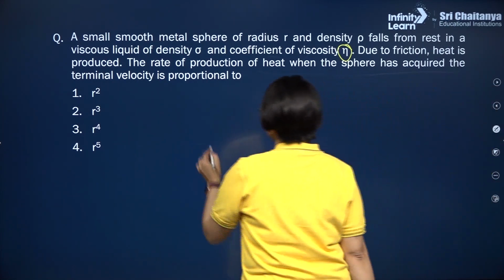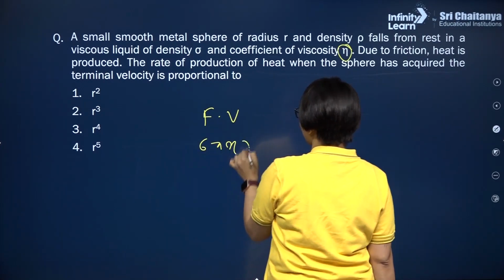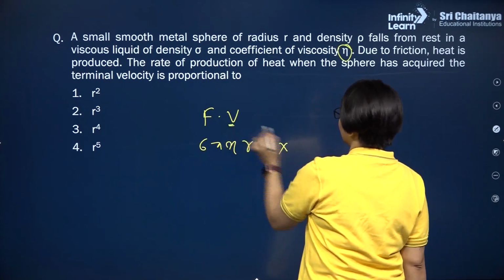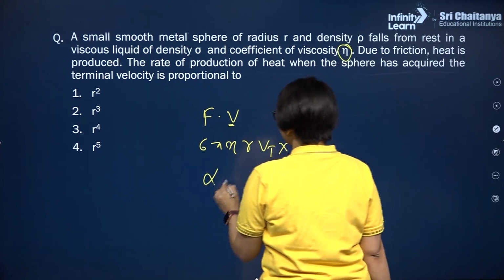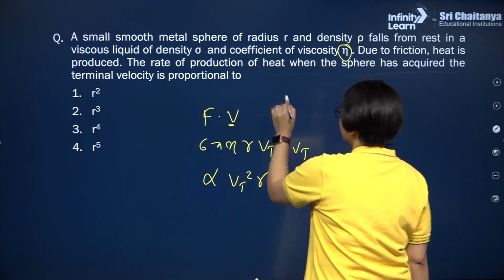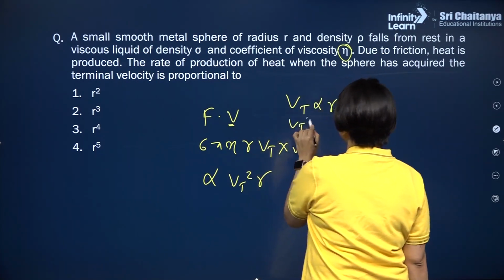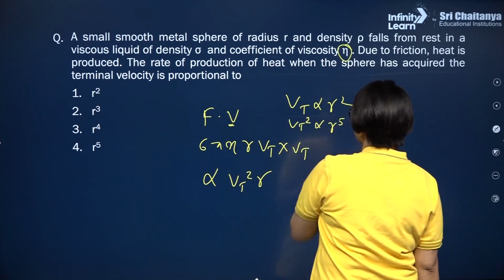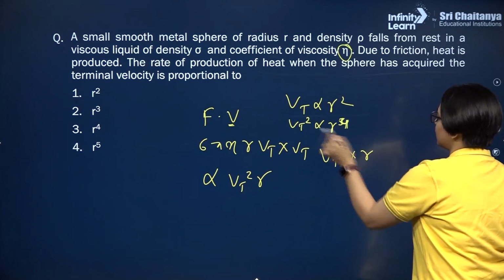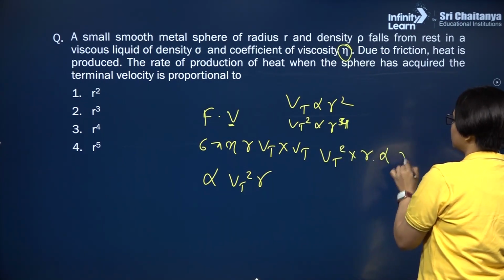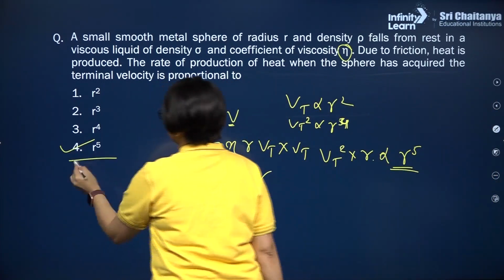So, rate of production of heat is force into velocity. So, force is 6 pi eta r Vt, and the velocity is terminal velocity. So, rate of heat produced is directly proportional to Vt square into r. Vt is directly proportional to r square. So, Vt square will be directly proportional to r to the power 4. So, Vt square into r is directly proportional to r to the power 5. So, correct answer is option 4.